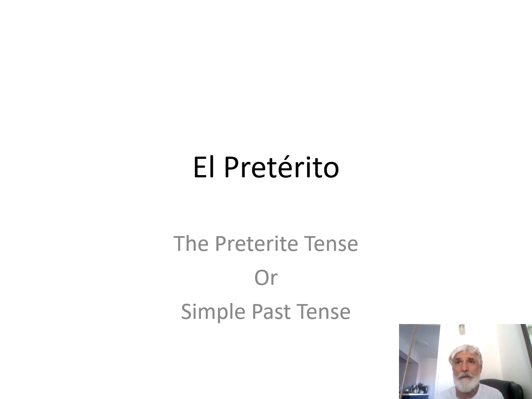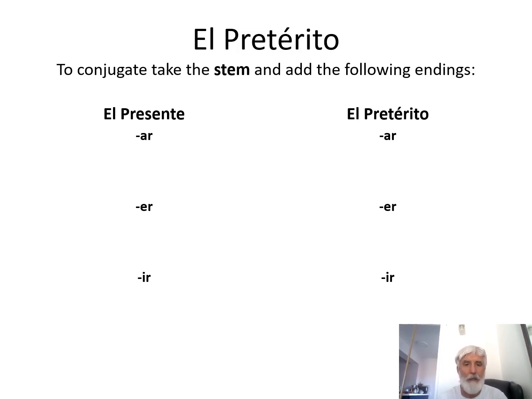So up until now, we've learned how to use verbs in the present tense. Okay, we can talk about what's going on now, but how would we say, yesterday I ate lunch? We want to be able to use the simple past or preterite tense. So let's see how we form it. Okay, the pretérito. How do we form it?